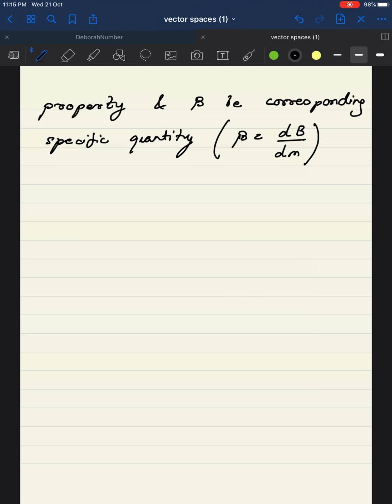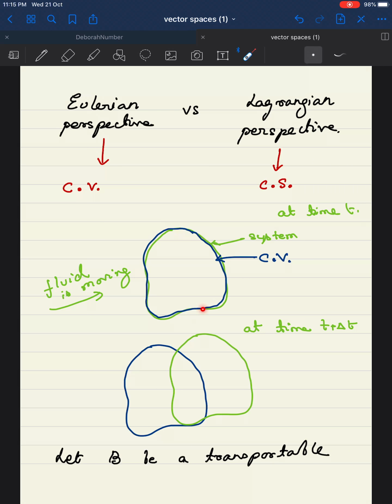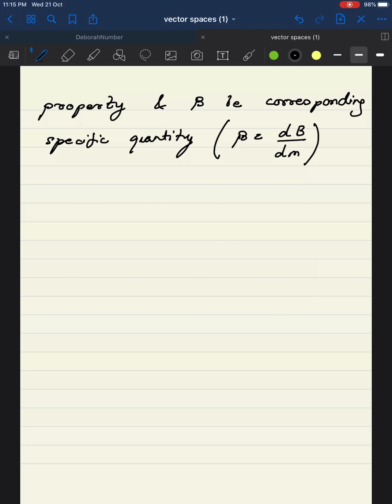So if you have a control volume, or you have this system of particles, and that occupies a certain volume, in this case the same volume as the control volume, then my total B for my system will be the integral over the system volume of beta times rho dV, where this is the volume.